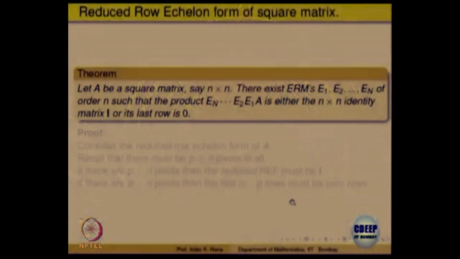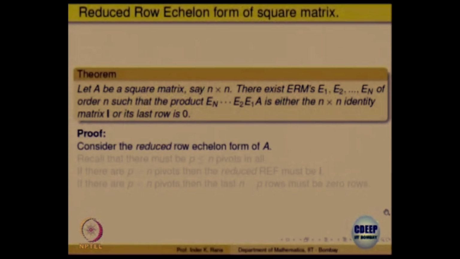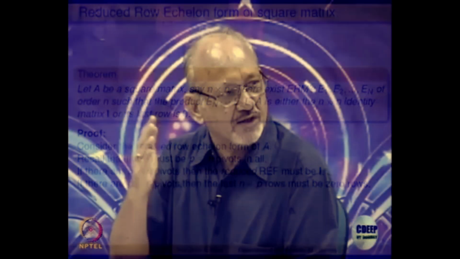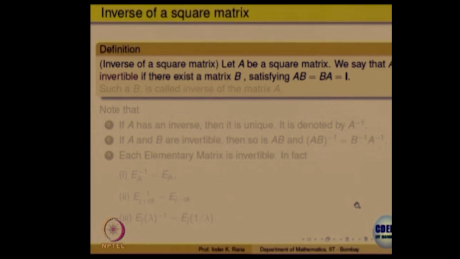The proof is rather obvious, because once we do those operations, it only depends on the number of pivots. So if the number of pivots is p less than n, then n minus p rows at the bottom will be all 0, right? And you can see that on that portion of the matrix where pivots are coming, that will be identity. That portion will be identity matrix, okay, right? P cross P on the left side will be identity.